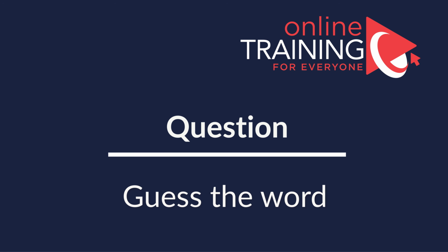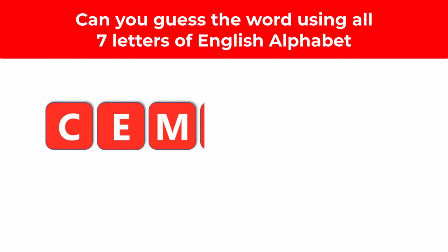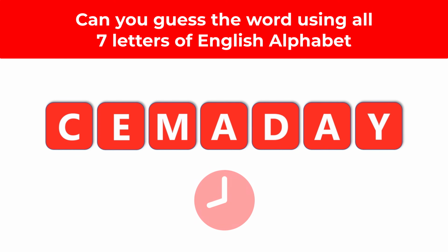Here's the tricky problem we frequently see on the test. You're presented with the 7 letters of the English alphabet. The letters are C, E, M, A, D, A, and Y, and you need to guess the word using all the letters presented. Give yourself 15 to 20 seconds, maybe longer, depending upon your experience of guessing particular words.